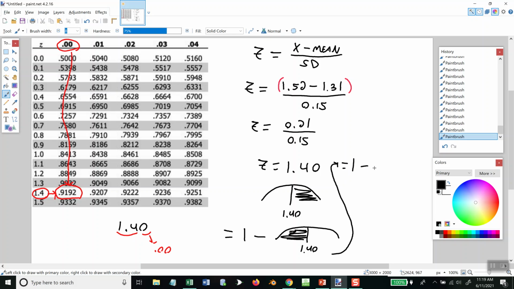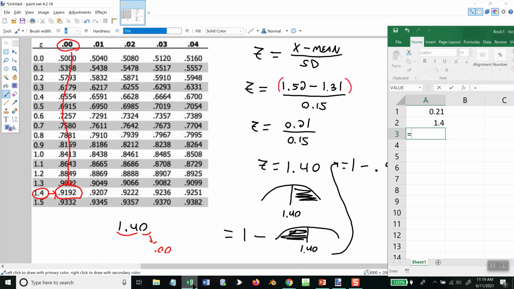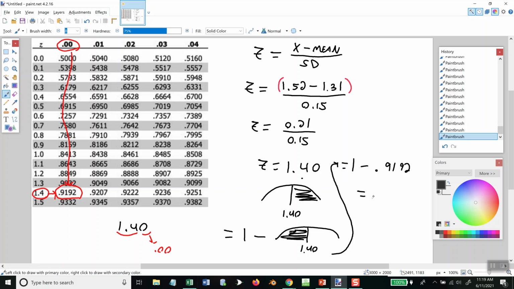So I have 1 minus 0.9192, and I'm not very good at decimals, so let me use Excel. I don't got a calculator on here. Equals 1 minus 0.9192, which is 0.0808. And if you were taking that to percent form, you'd move your decimal point 2 places to the right and then round like normal.